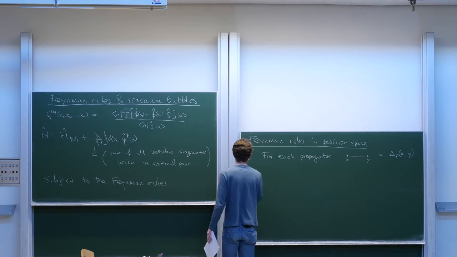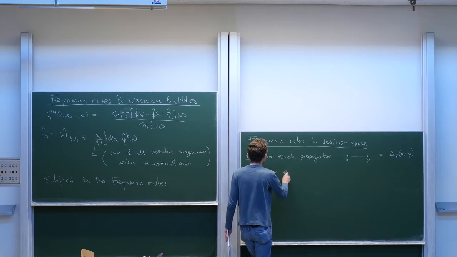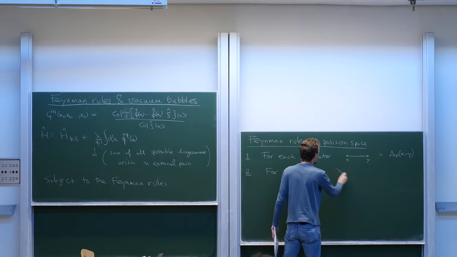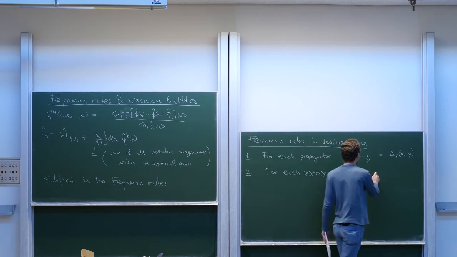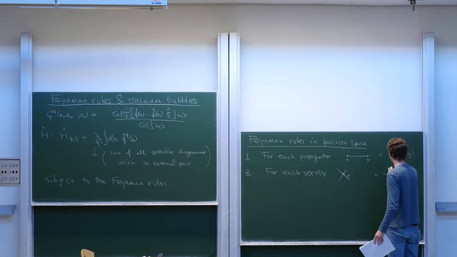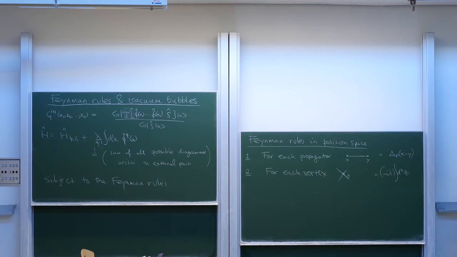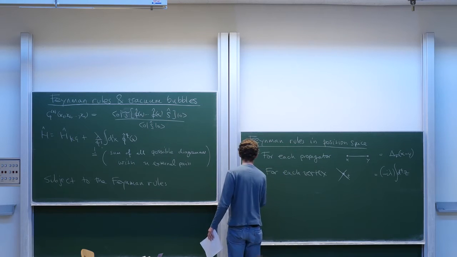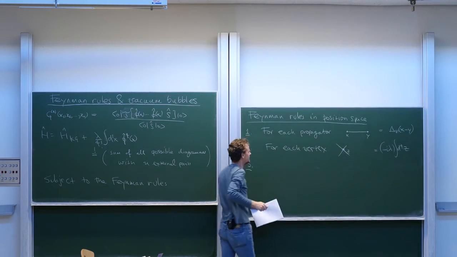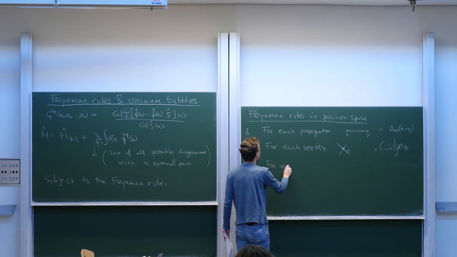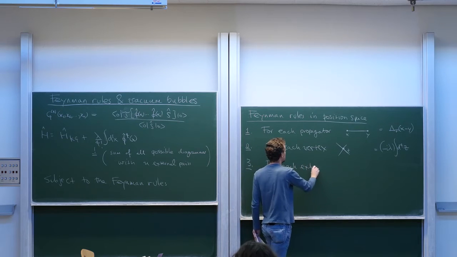For each vertex, we associate an integral of minus i lambda d4 z. This is the formulation we ended up with in the end because it matches the combinatorics slightly better to do things this way. For each external point, remember we had this notion of external and internal.